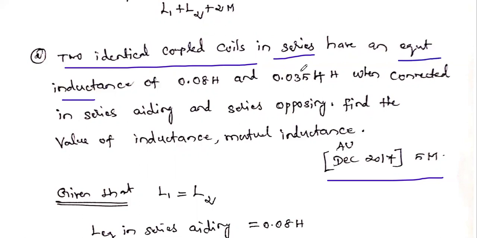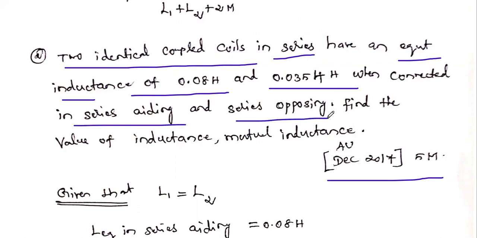Okay, if the two coils are connected in series, they have an equivalent inductance of 0.08 Henry and 0.0354 Henry when connected in series aiding and series opposing. Here, the L equivalent value is given. In series aiding, the value is 0.08 Henry. In series opposing, the L equivalent is 0.0354 Henry. Find the value of inductance and mutual inductance. That means we have to find the L value and M value.